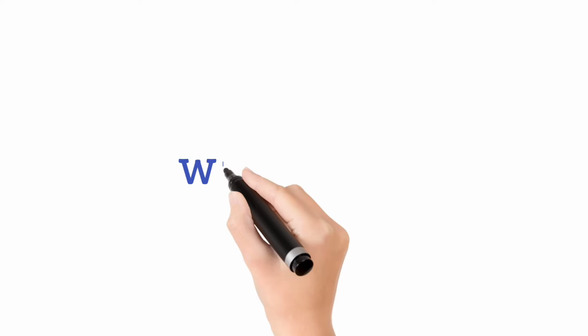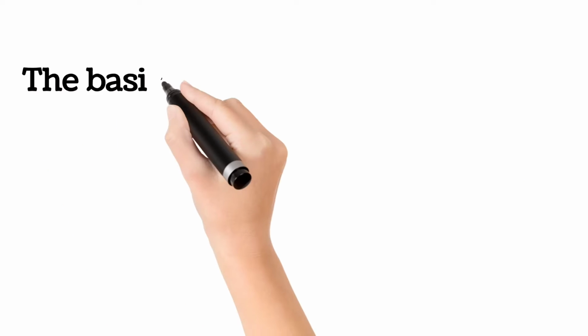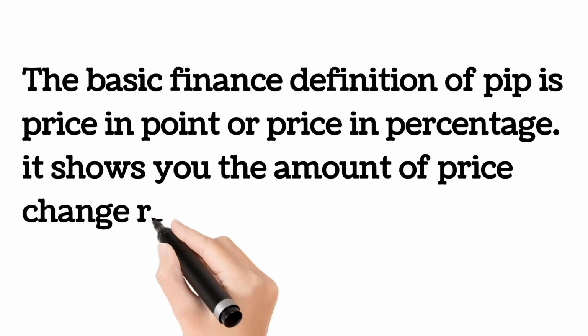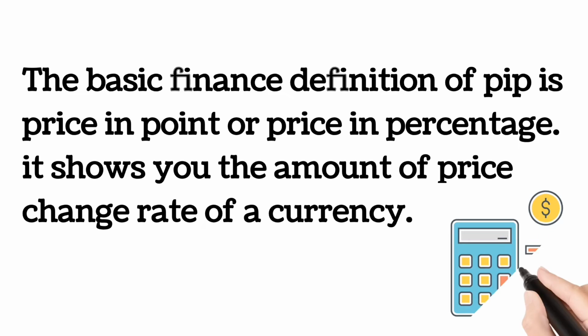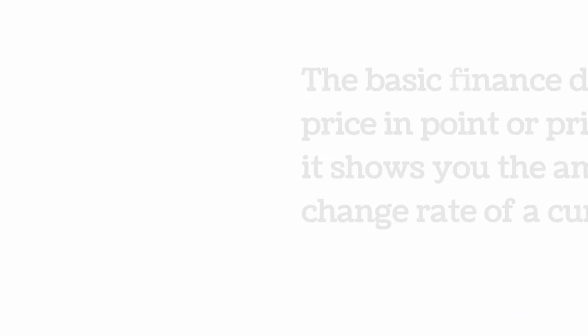What is a pip? The basic finance definition of pip is price in points or price in percentage. It shows you the amount of price change in the exchange rate of a currency.